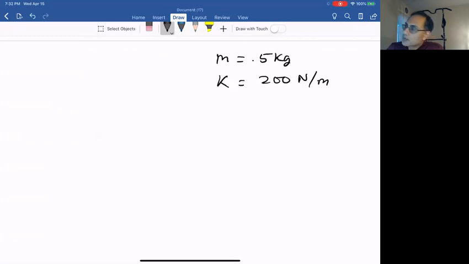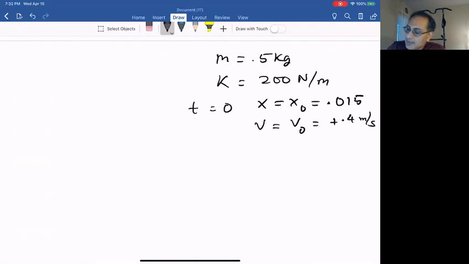Okay, we are also told that at t equals zero, the displacement was 0.015. I'll just call that x initial, and that's 0.015. And we are told that the velocity at t equals zero, let's call that v initial, is plus 0.4 meters per second. We need a plus or a minus. This is one dimensional motion, so we need to specify what direction the motion is. So a plus or a minus is necessary to give us the direction in which the mass is moving.